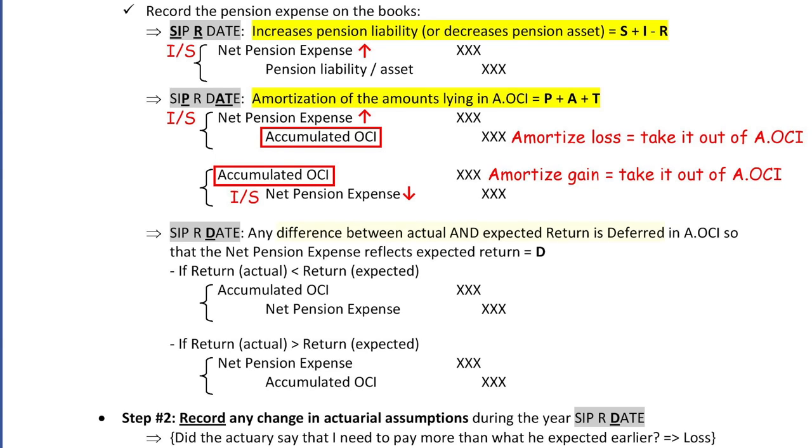So highlight difference between actual and expected return is deferred and highlight D. Now deferral means you're putting it in accumulated OCI. When you're deferring a loss, that means you're debiting accumulated OCI. So put a box for the accumulated OCI and write excess loss deferred equals put in accumulated OCI. The credit, that's to net pension expense, which now goes down, draw a downward arrow and write I/S.